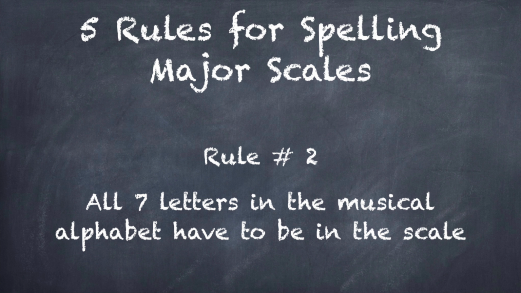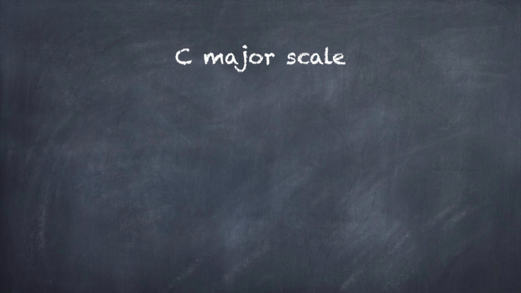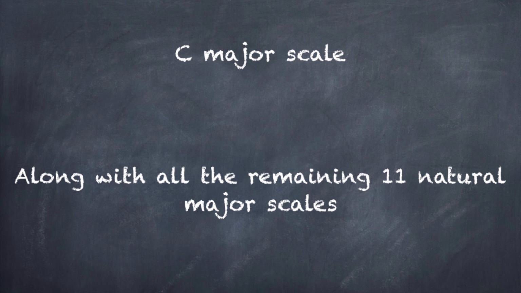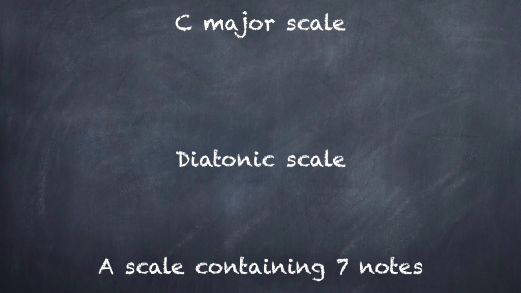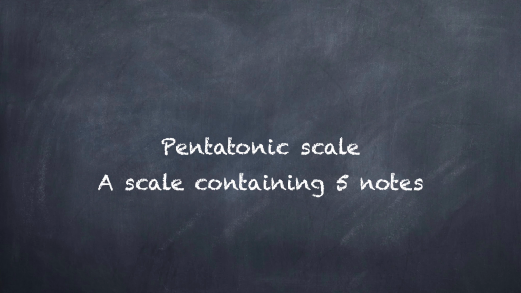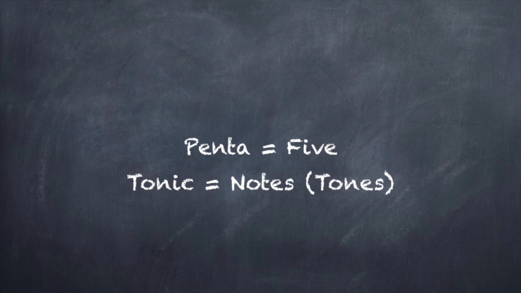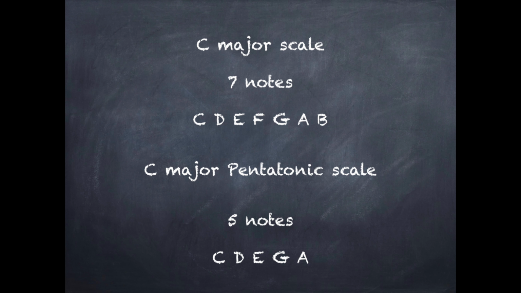Rule number 2, all 7 letters of the musical alphabet, A, B, C, D, E, F, G, have to be represented in the major scale, whether or not they are sharp or flat. It doesn't matter. Just to show you an example of 2 different scales, I'm sticking with C major for now, but the C major scale, along with all 11 other natural major scales, they have 7 notes in them. This is known as a diatonic scale. So it is a 7-note scale. A scale outside of this whole diatonic 7-note world would be what's known as a pentatonic scale. So pentatonic meaning a 5-note scale. Penta, 5, tonic meaning tones or notes. We'll get into that later, but here's an example of the big differences.